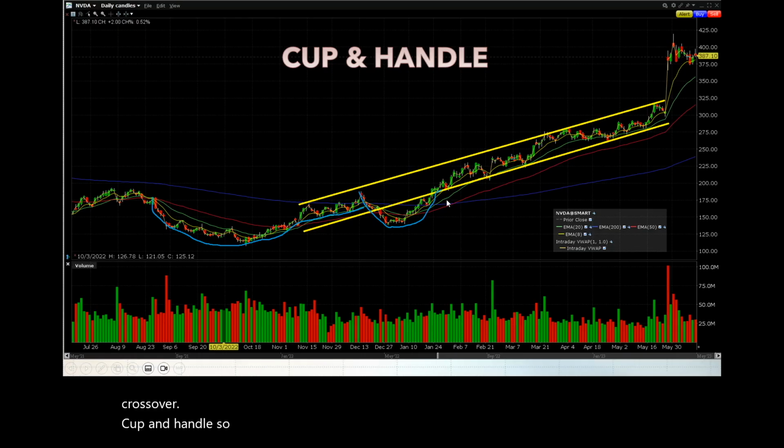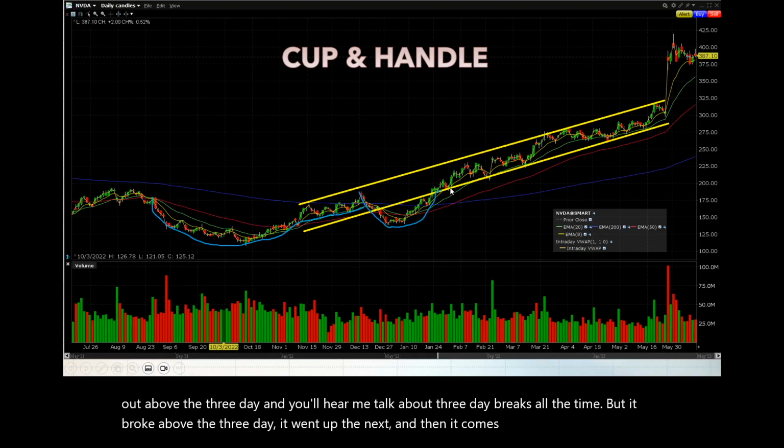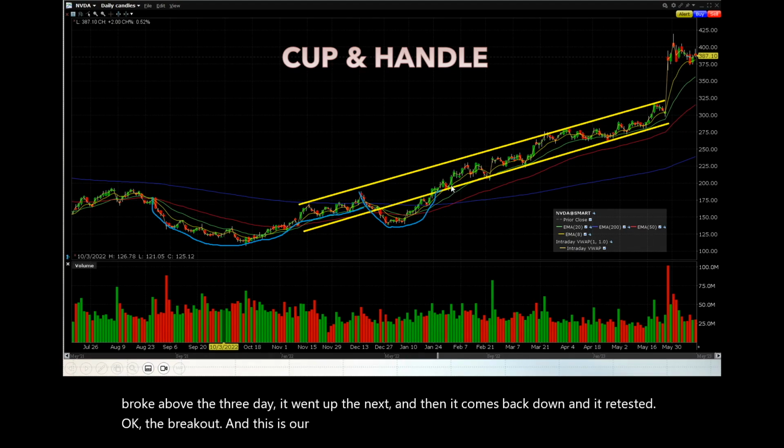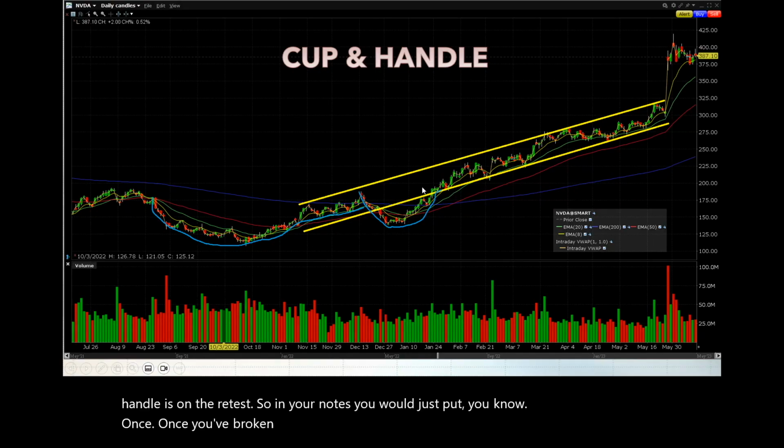So when this cup formed here, you notice it immediately shot up. It broke out above the 3-day. You'll hear me talk about 3-day breaks all the time, but it broke above the 3-day. It went up the next day, then came back down and retested the breakout. This is our favorite time to buy on the cup and handle: on the retest. In your notes, you would put, once it has broken above the left side, which is about right here, you draw a line or know the number.